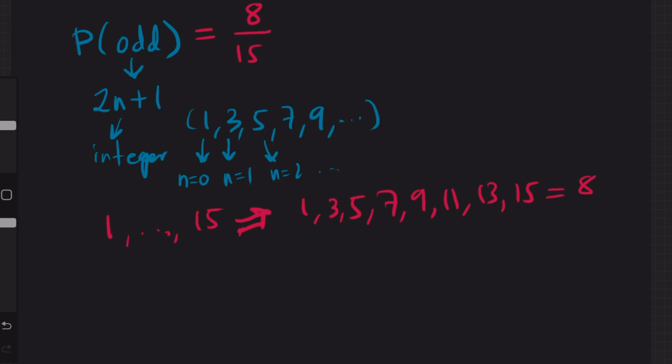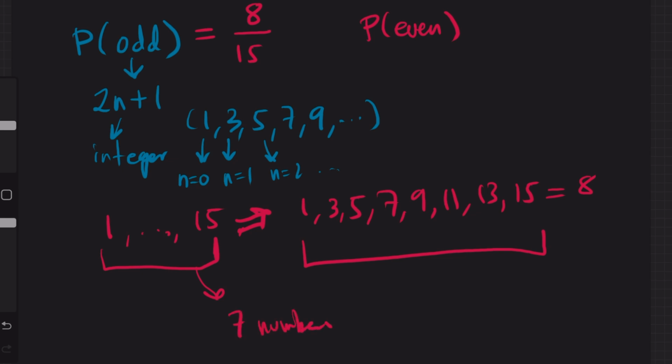And we can also ask the same question for the probability of drawing a piece of paper with an even number. Because we know that there are 15 numbers and the odd numbers are 8, the even numbers should be the remaining from 15. That is 7 numbers. And these numbers, in case you don't remember, are all those numbers that can be divided by 2 and you still get an integer.